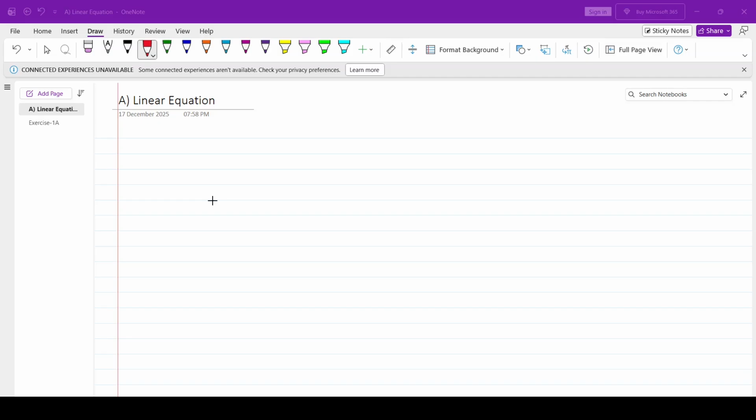Today we will start a topic, straight lines. First, we'll discuss the basics of straight line and linear equations. Then we'll practice some questions from exercise 1A covering the concepts we'll study in today's lecture. So without any further delay, let's start.